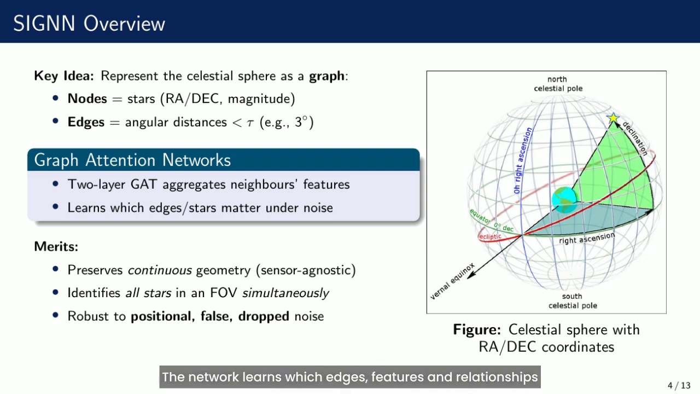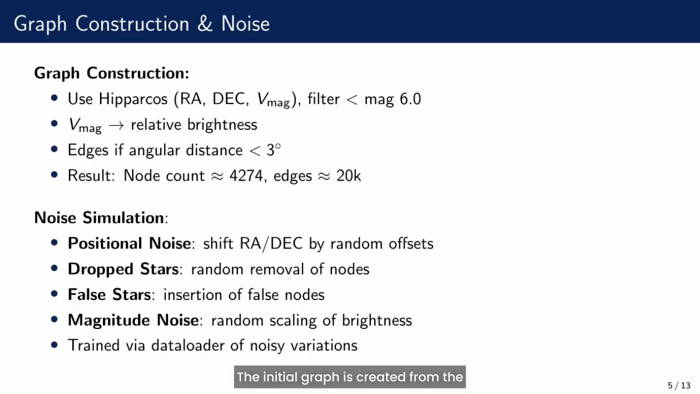The network learns which edges, features, and relationships matter the most to each star's identification and which are reliable when considering noisy environments. The initial graph is created from the ESA's Hipparcos catalog. It's filtered to stars with a visible magnitude brighter than 6.0.